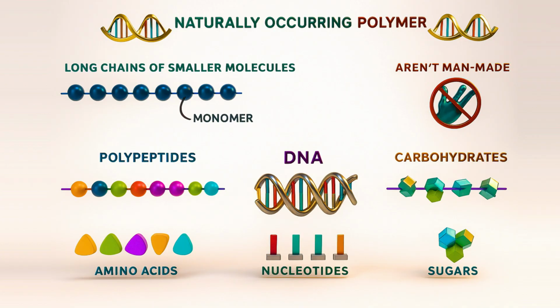Although there are many examples of these in nature, we're going to focus on three major types that are especially important: polypeptides, which are made up of amino acids, DNA, which is built from nucleotides, and carbohydrates, which are formed from simple sugar molecules. Let's begin with polypeptides and proteins.